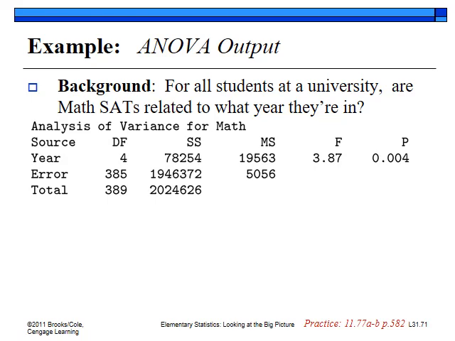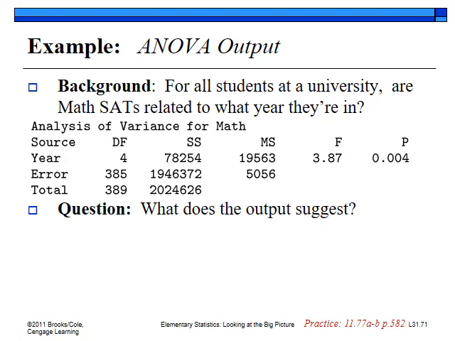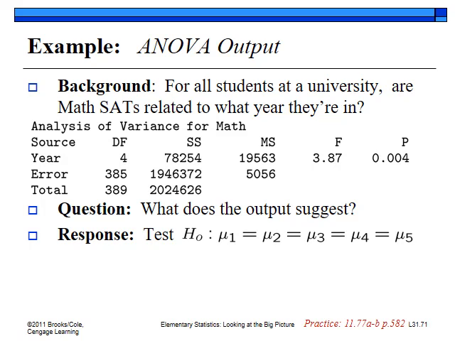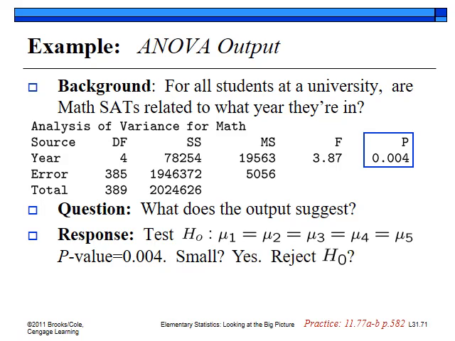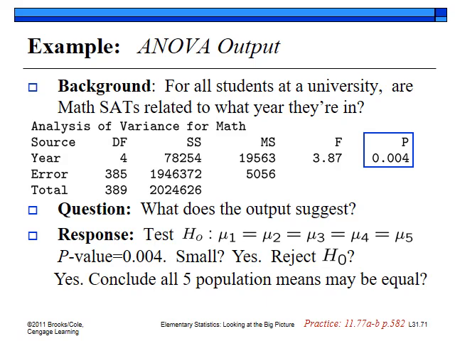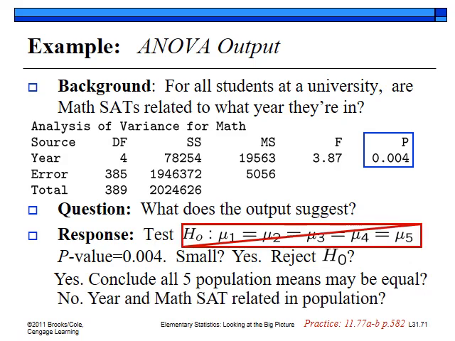So is there a relationship between the groups? What do we get from this? Well, remember the null hypothesis is that all 5 means are the same. We got a p-value, that's the bottom line. Is that a small p-value? It sure is. Will we reject the null hypothesis? You bet. Can we conclude that all 5 population means may be equal? Certainly not. It looks like year and math SAT are related.